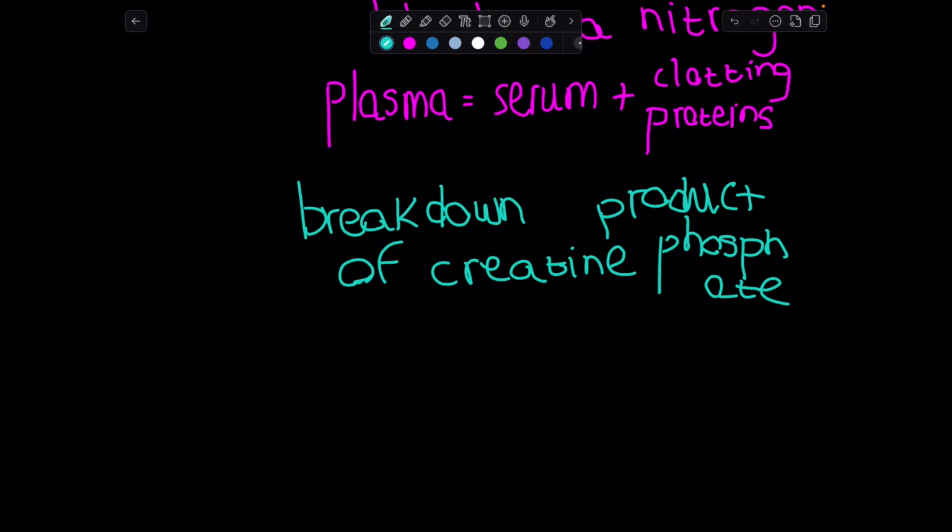Yeah, but what does creatine phosphate have to do with kidney function? The creatine phosphate breakdown, what does it have to do with kidney function?